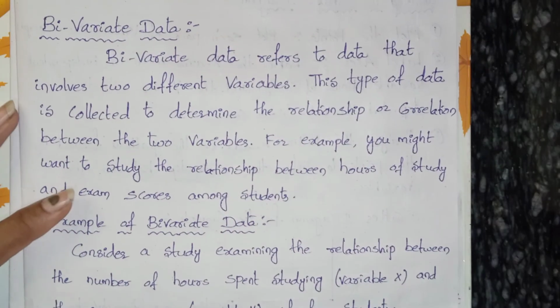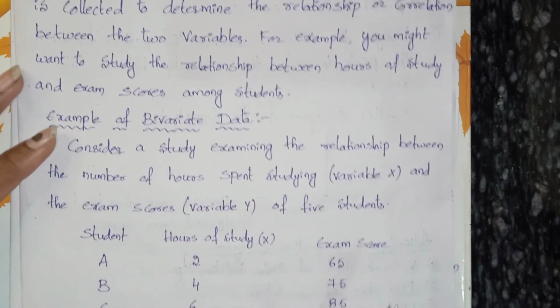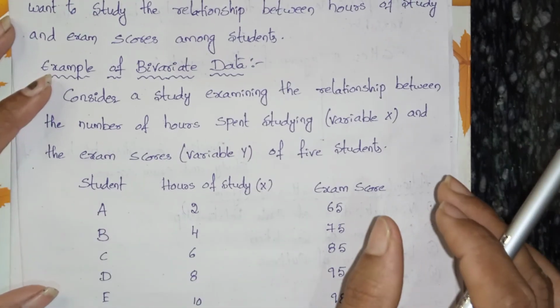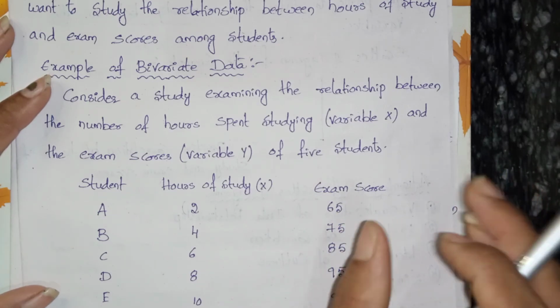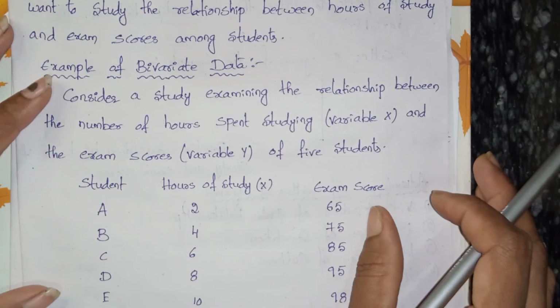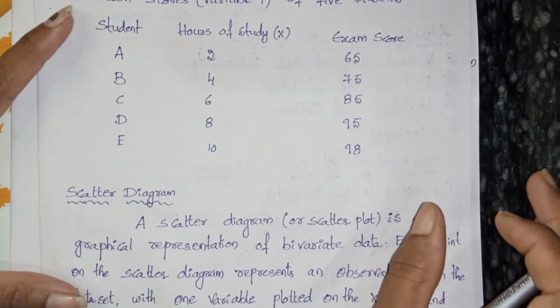So this is about bivariate and scatter diagram. This scatter diagram is important for short answers. Definitely they will ask it in your final semester exam. Scatter diagram is a very important question.